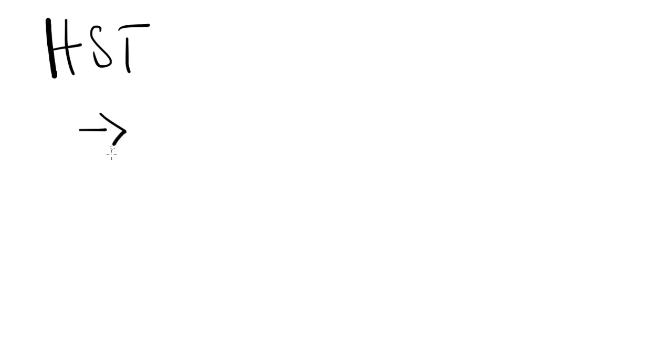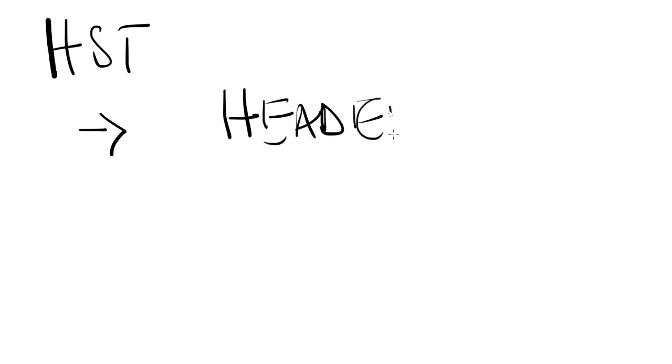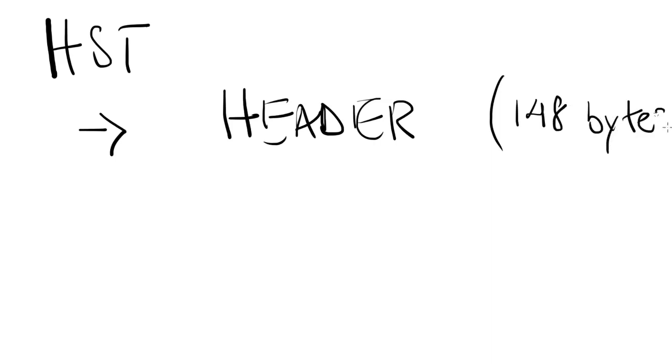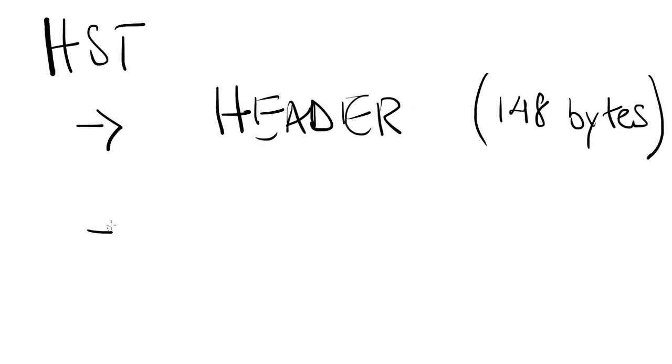The first thing to understand about an HST archive is that it is composed of two main chunks. The first chunk is the header, which contains information such as the copyright information, the time frame, the period, the symbol for which this HST archive is for, the last time it was synchronized with data coming into MetaTrader, and things like that. That header is 148 bytes long. This would be a good time to take out your notebook and write these things down for future reference.